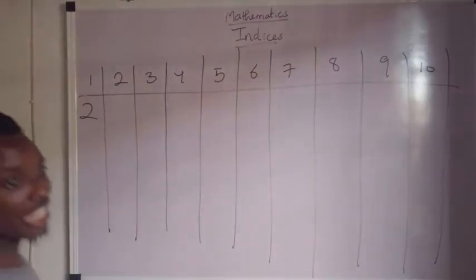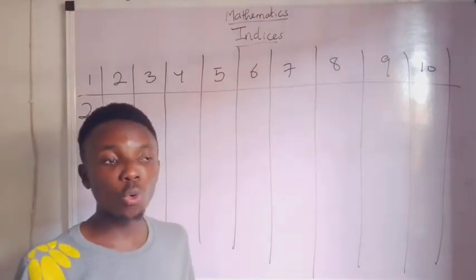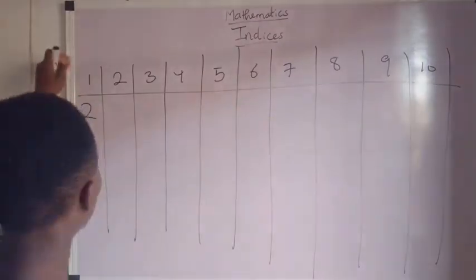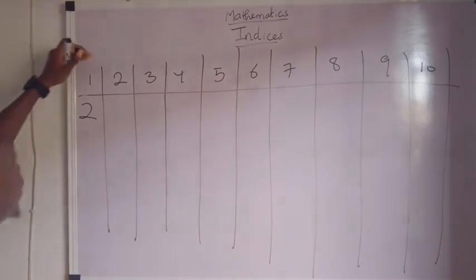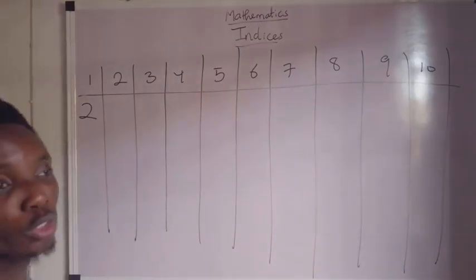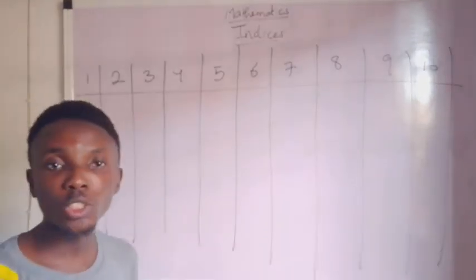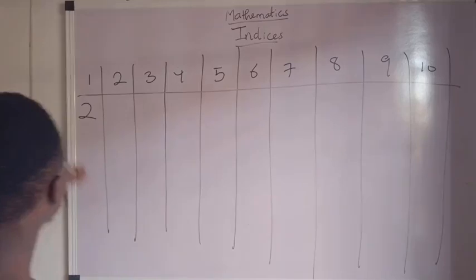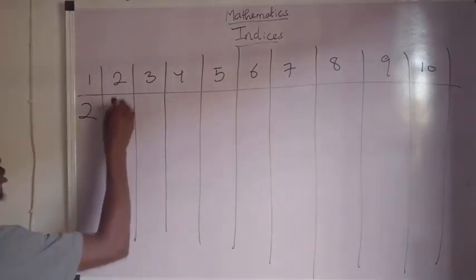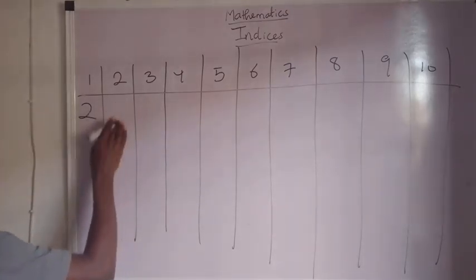Of course, you know anything raised to power 0 is equal to what? 1. So there's no need for raised to power 0. Are you getting me? And anything raised to power 1 is actually itself. So 10 raised to power 1 is 10. 20 raised to power 1 is what? 20. So we start with 2, and then you put 2 raised to power 2 will now give us what?